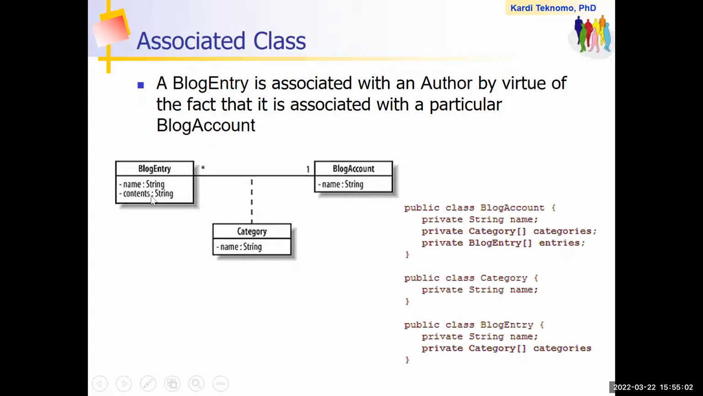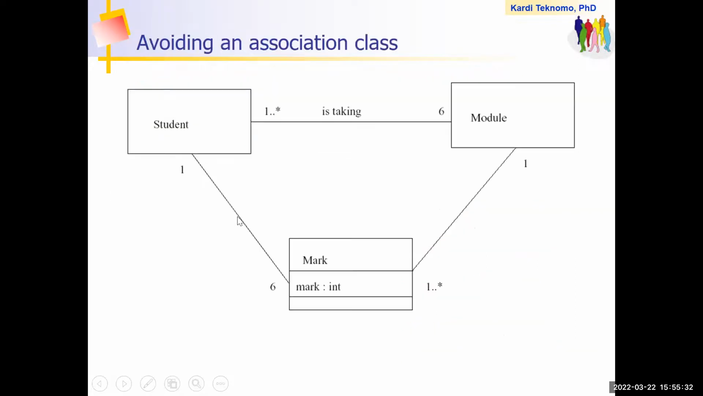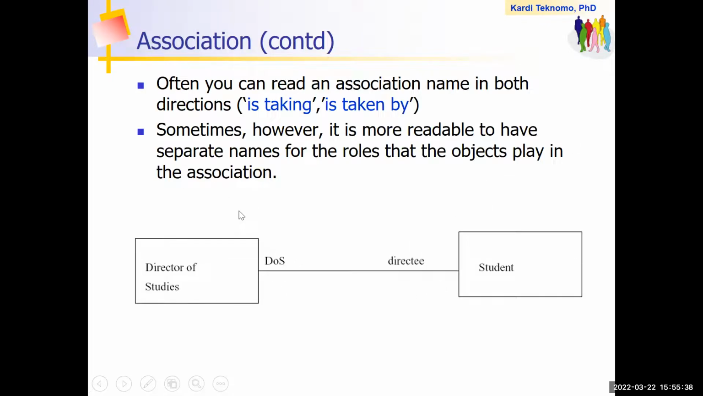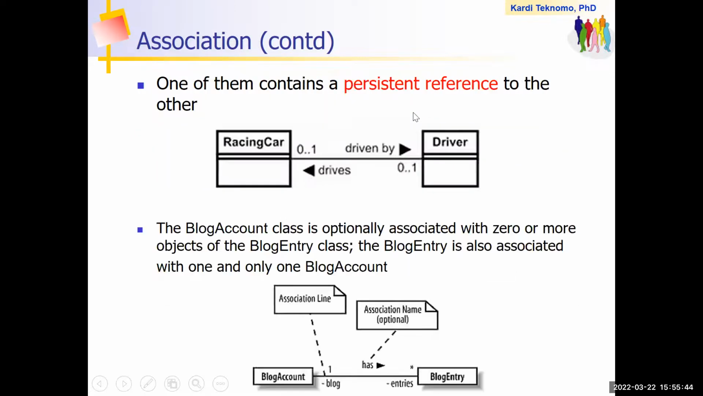So a block entry is associated with the author and the block account. One block account consists of many block entry. The star here represents many. And you can have an association class of category. So this is just an example of association: is taken, is taking, is taken to, and so on.